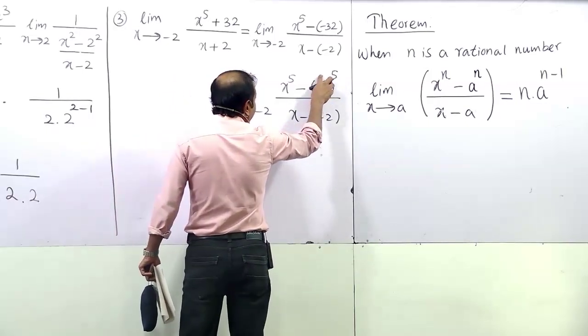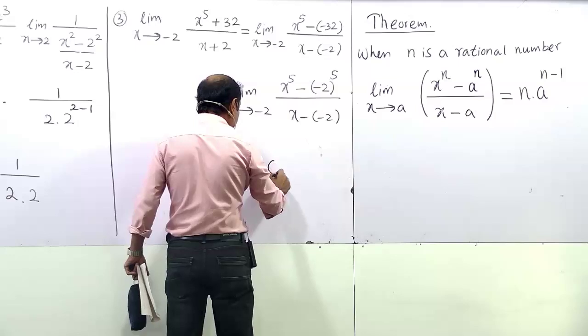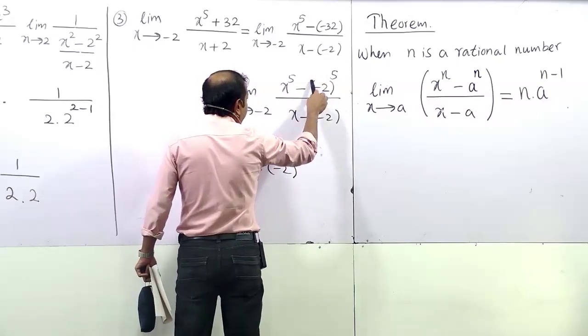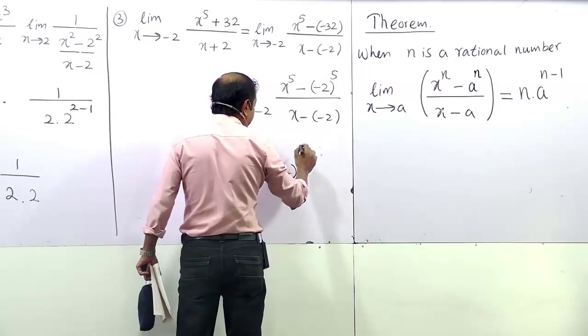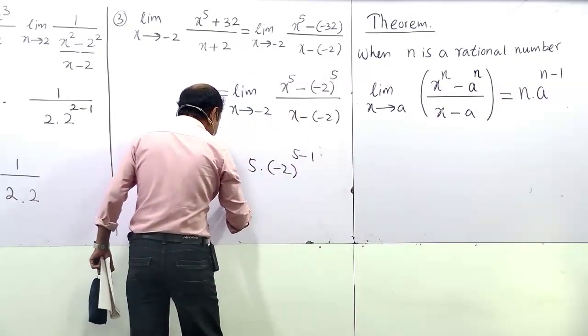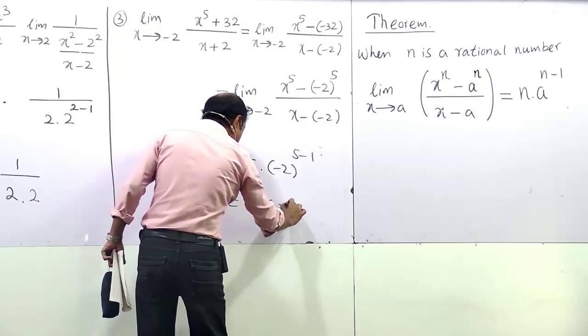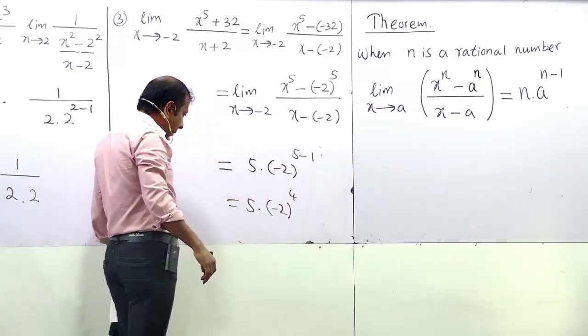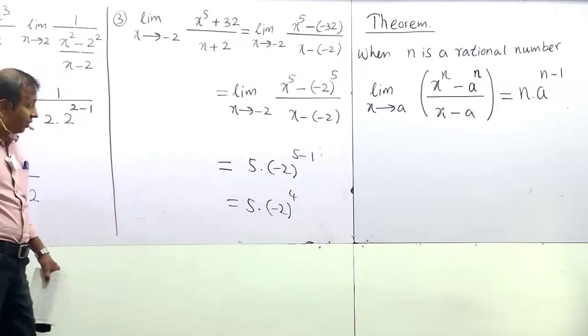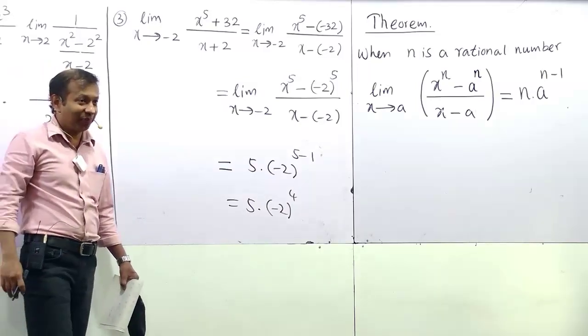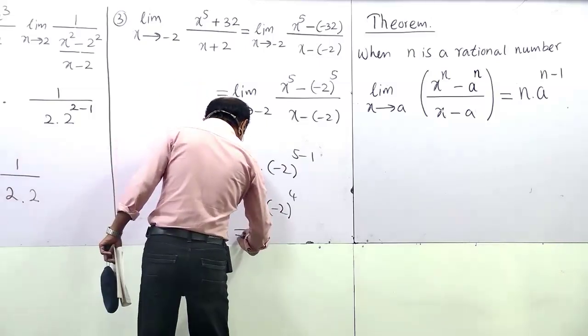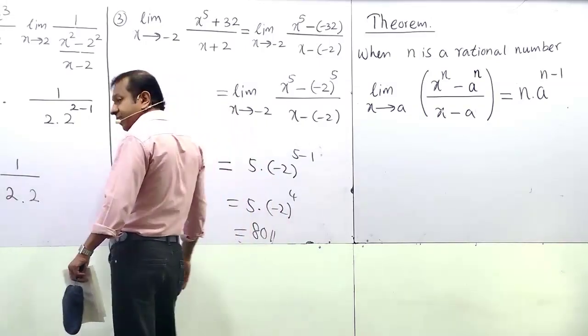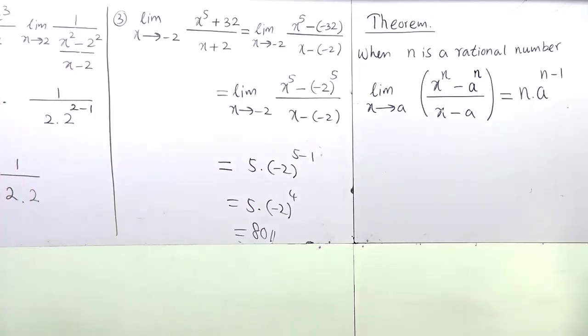This 5 comes before minus 2. Subtract 1 from this, 5 minus 1. 5 into minus 2 power 4. Minus 2 power 4 is 16. 16 into 5 is 80. 80 is the answer. What's wrong?